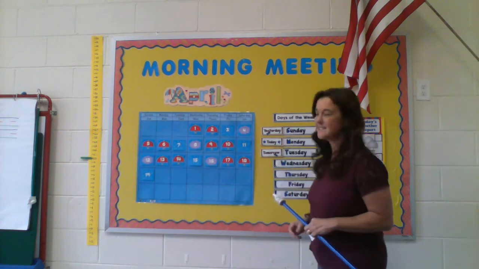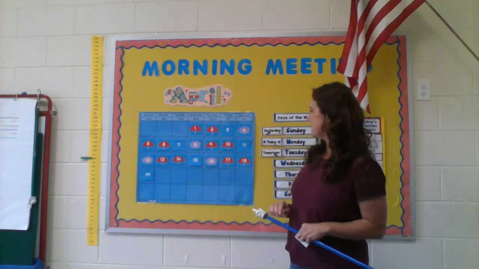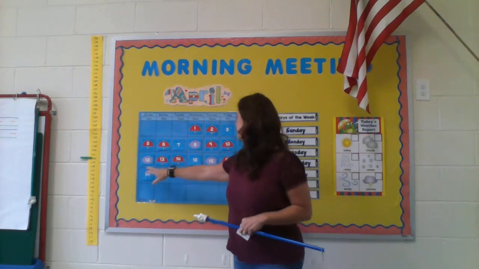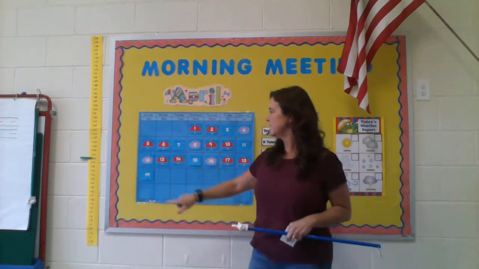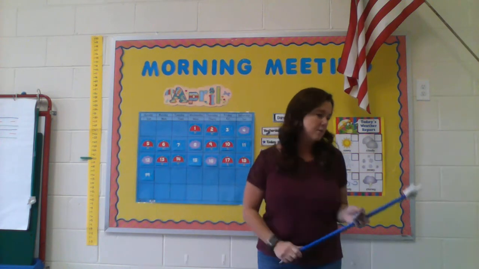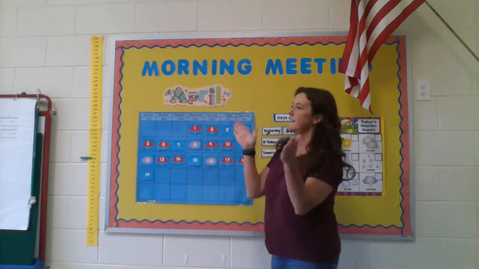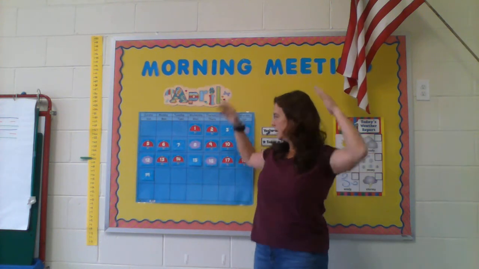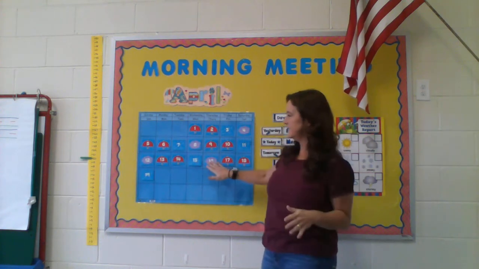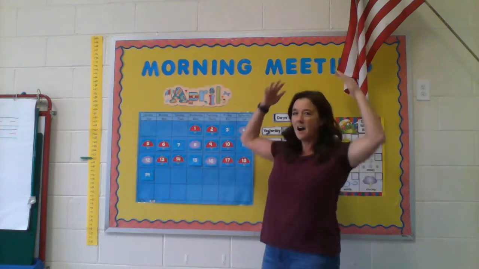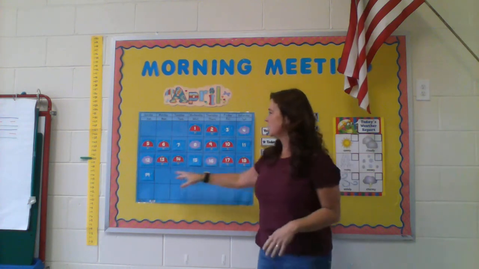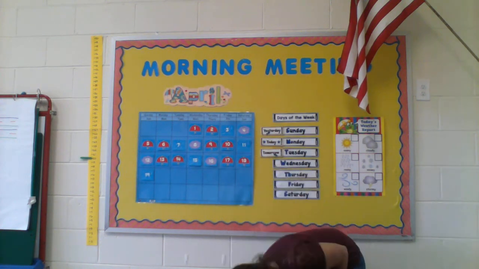Can you believe it? So let's figure out our pattern. We'll start on the 12th with the cloud. Remember, we do a loud clap for our cloud, don't we? So we have cloud, umbrella, umbrella, rain, cloud, umbrella, umbrella, rain. So what comes next? Cloud. So we have 20 and a cloud.